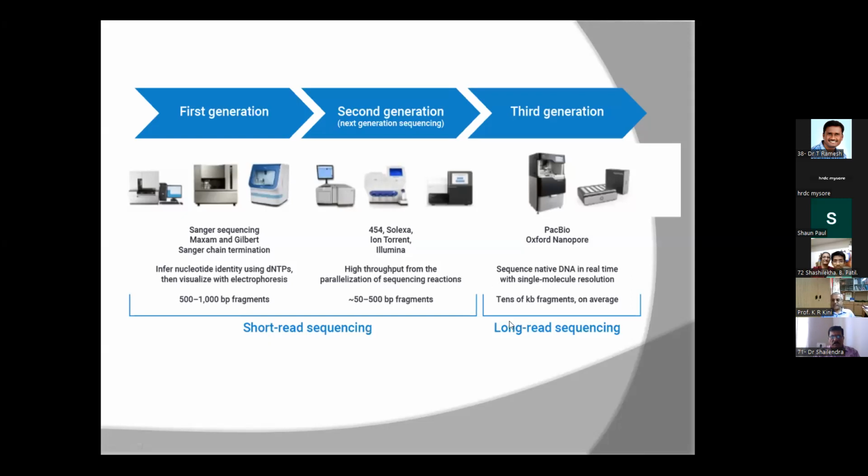The next one, third generation, or single molecule sequencing, developed by PacBio and Oxford, sequences the native DNA in real time. There is no amplification. We can sequence directly from the native DNA in real time at single molecule resolution. These are called long read sequencing because fragments of tens of kilobases in length can be sequenced on average.